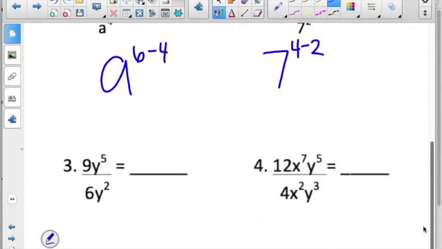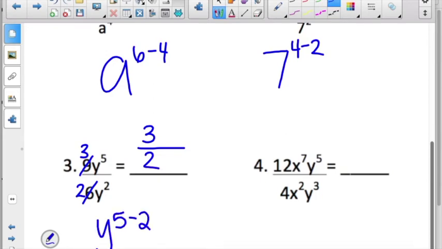Our next example has coefficients, which we're going to simplify. So find a number that goes into both 9 and 6. I'm going to use 3. So we're going to divide those both by 3. 9 divided by 3 is 3. 6 divided by 3 is 2. So we have a fraction as an answer. Our numerator has a 3 in it. Our denominator has a 2. And we're going to subtract our exponents, y to the 5 minus 2, which gives us y to the 3rd power. That goes in the numerator. Y to the 3rd over 2 is our answer.